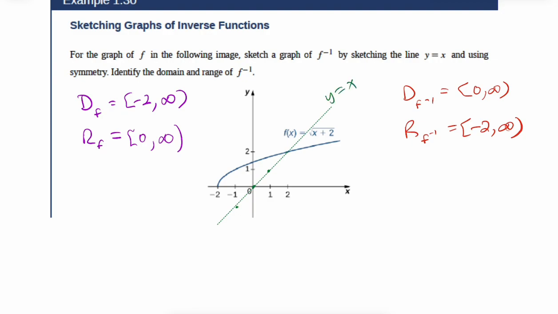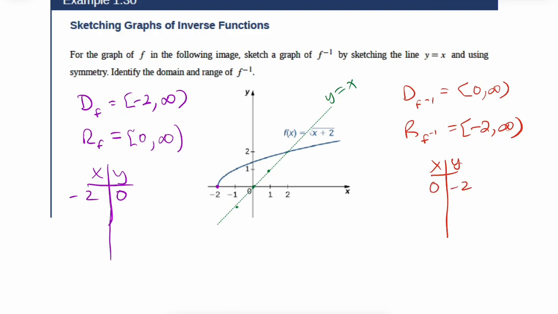Now, for a graph like this, let's do a little trick. This is going to help. Well, hopefully it'll help you. Okay, let's write down that point right here. I'm just going to write it over on the side. That is the point -2, 0. So my inverse function has what point on it? What point? 0, -2.